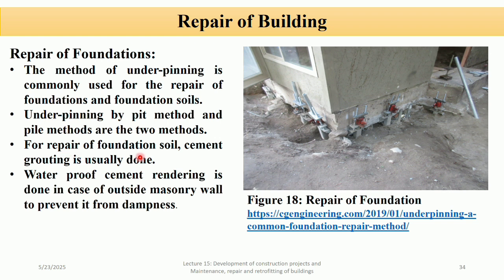We also use cement grouting for foundation soil. A cement water mix is injected into the soil, and it fills the voids and binds loose particles, increasing soil strength and reducing settlement. We also use waterproof cement rendering. If the outer masonry walls are damp due to water infiltration from the ground, a waterproof cement plaster or render is applied externally. It forms a protective barrier against moisture and dampness.